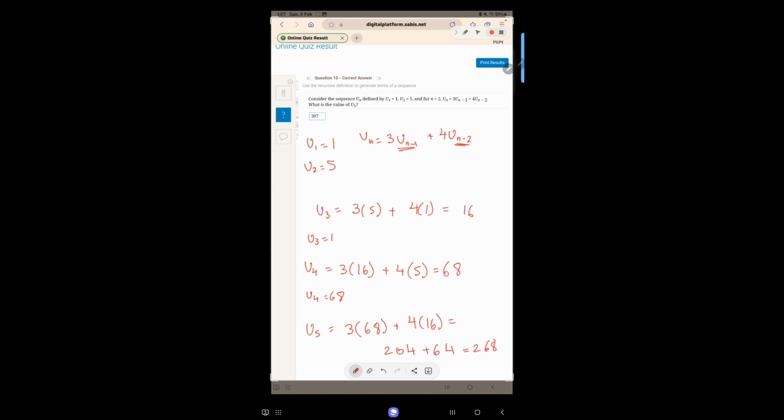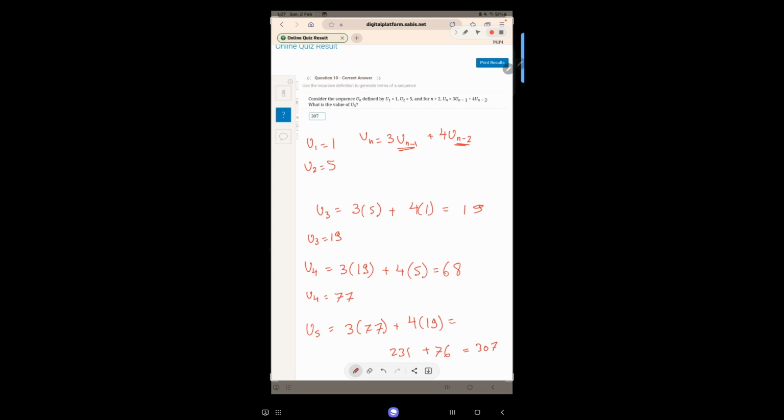u3 is supposed to be 19 because 15 plus 4 is 19. So just have to fix these first. So this would be 77. So you replace it here too. 3 times 77 gives you 231 plus 4 times 19, which is equal to 76. Now, when you add these together, you get 307.